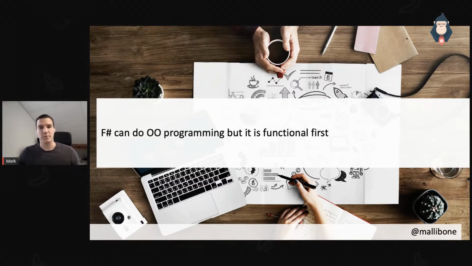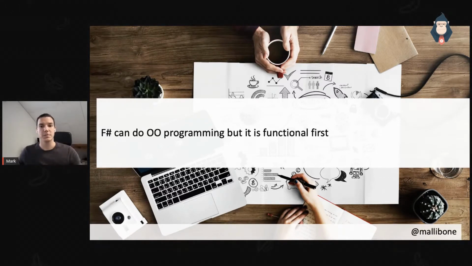And since F# is a functional language first, some people that like to do F# would like to do it in a more functional way. So if we look at Xamarin.Forms, it's perfectly suited towards C# and doing OO programming, but it's not really how you would do it functionally. And that's where this Fabulous thing comes in.